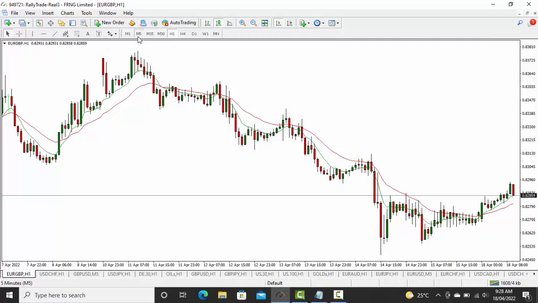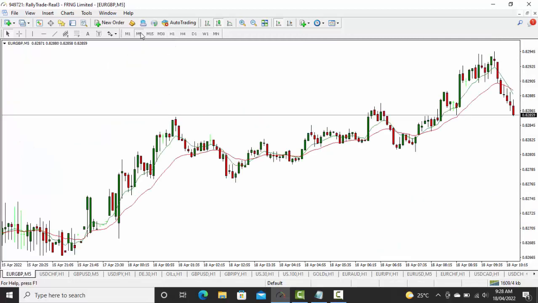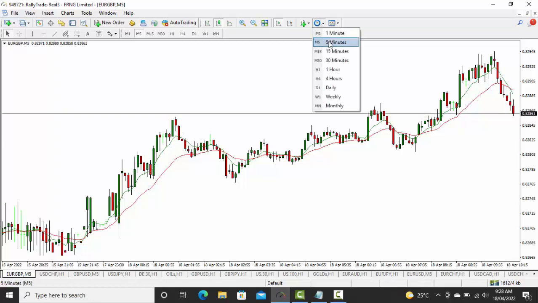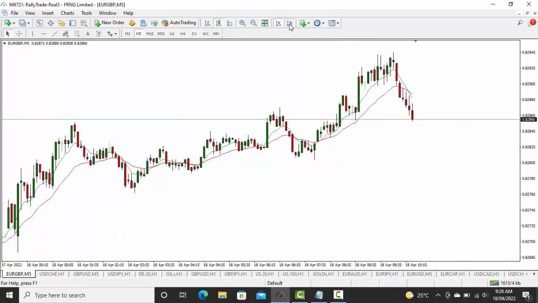So I click M5 here. I can use this, and then I can also decide to use this icon that looks like a clock that has periods. So this other icon also works. I come to periods, then I can pick 5 minutes. Any of the two works perfectly. So once I'm on 5 minutes, I get to see what price is doing on the 5-minute time frame.